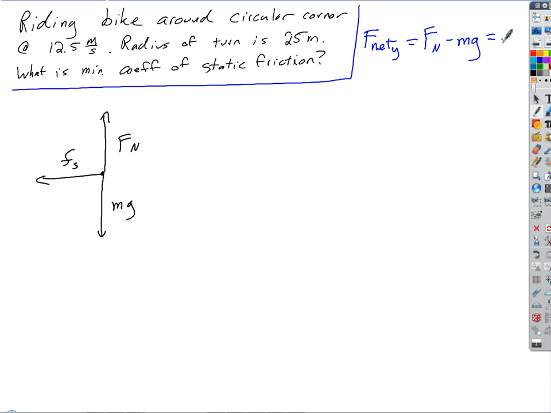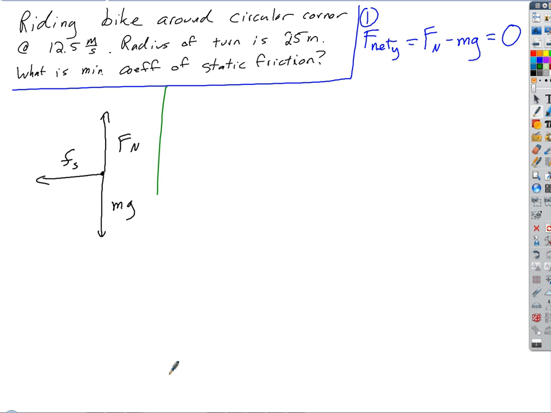Minus mg. Now what's that going to be equal to? 0. How come? Okay, but why? How do we know that? But now imagine this in your head. This guy's going around in a circle on a bike. It's not accelerating up or down, right? It's staying at the same height the whole time, right? The only acceleration is going to be the centripetal acceleration. So we know that's 0. So there's equation 1, right? Equation 2.